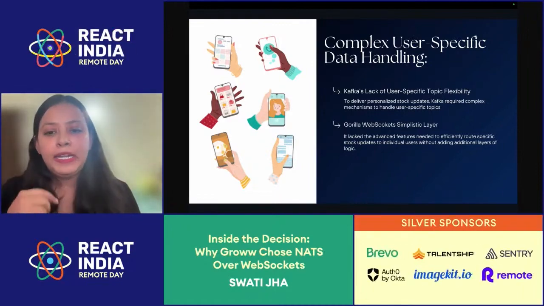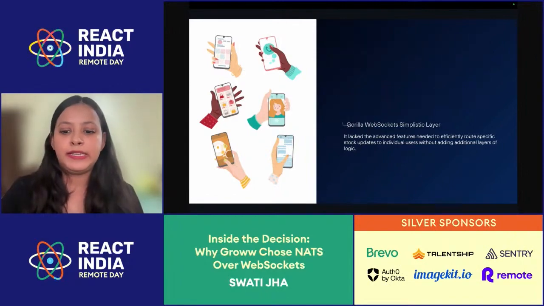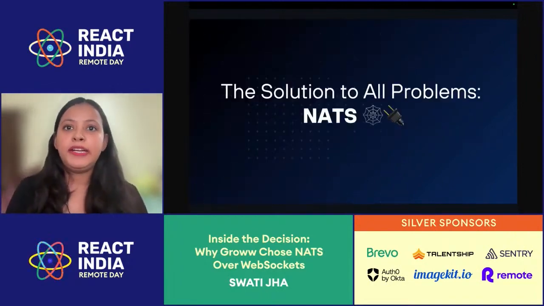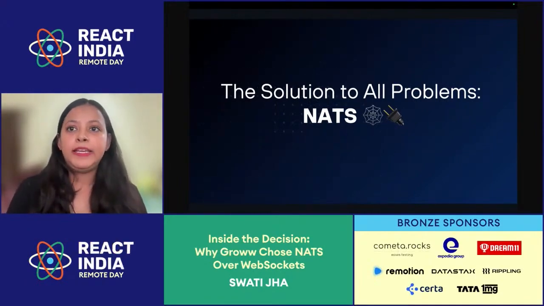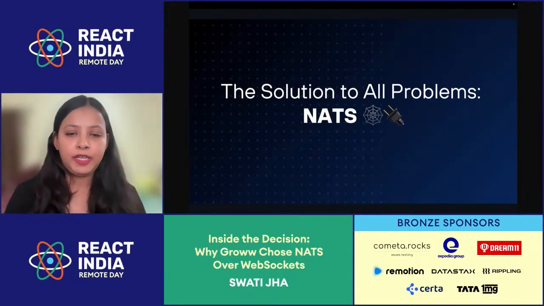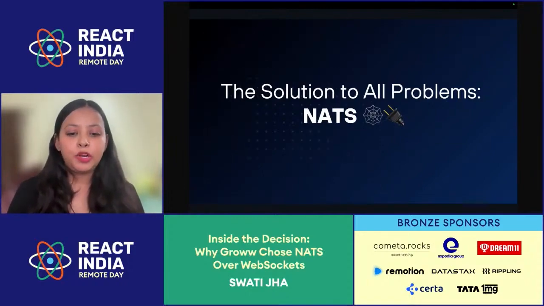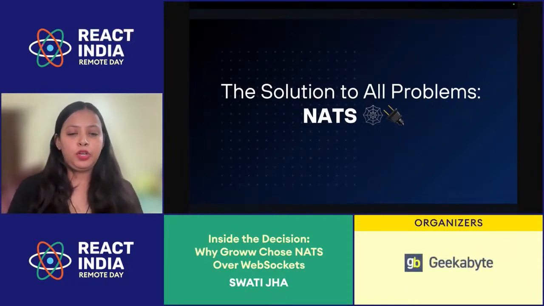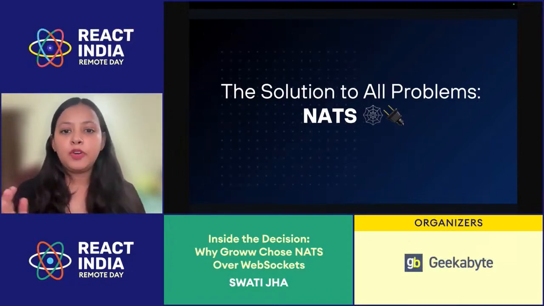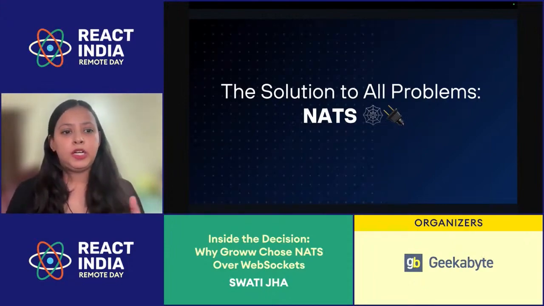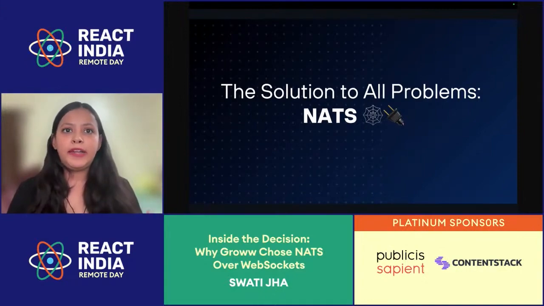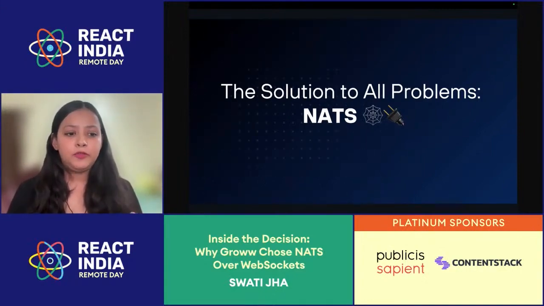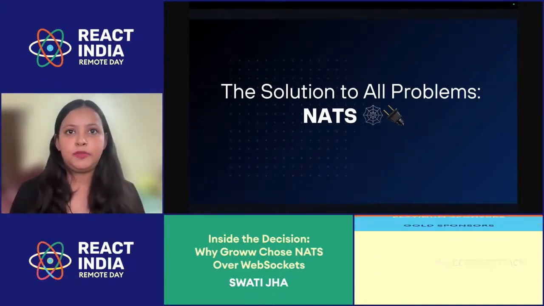So this combined limitation of Gorilla WebSocket and Kafka led to significant problems in scaling and in real-time reliability. And as the user base started growing back in 2021, scalability was one of the main concerns of Groww. And by the end of 2023, Groww touched 10 million active users. So scalability and real-time reliability was the main thing every engineer in Groww was focusing on.